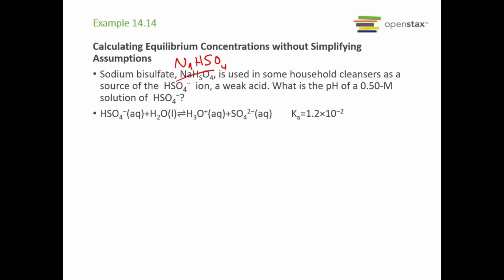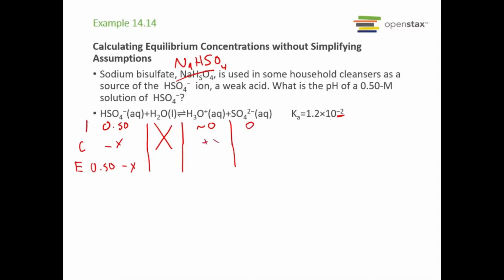All right, and we're given the reaction and our Ka. Notice this Ka is only 10 to the negative 2, so this is actually a pretty big Ka. Okay, the ICE table is ready for us. So we're starting with 0.50 molar HSO4 minus, losing some x, 0.50 minus x, starting with about 0 hydronium and 0 sulfate, plus x, x.